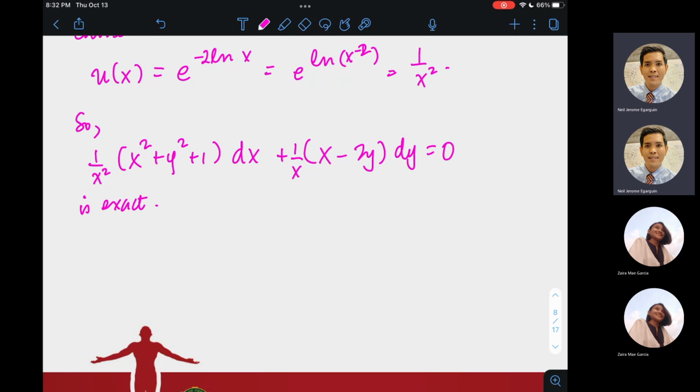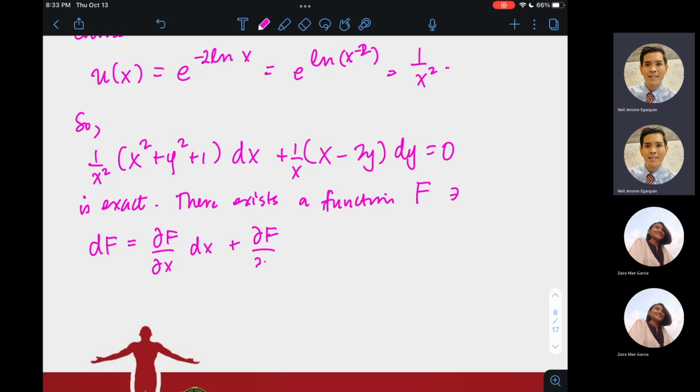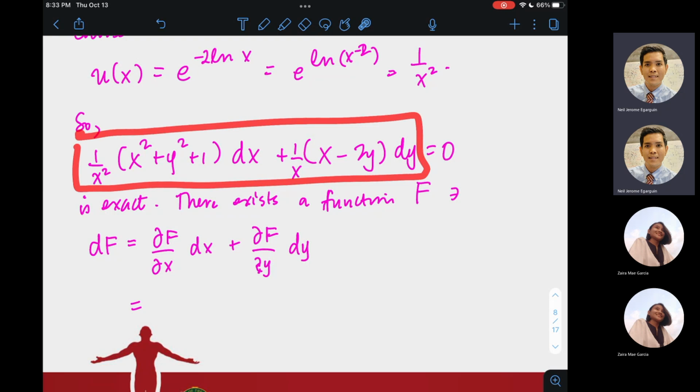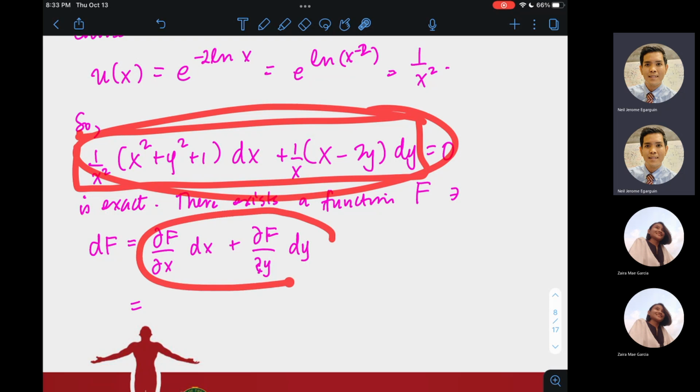So ibig sabihin kapag exact yung ODE, ano nga yung ibig sabihin nun? Pag exact yung ODE, ibig sabihin there exists a function f, or let's call it capital F. There exists a function capital F such that the total derivative of F ay equal sa partial ni F with respect to x dx plus partial ni F with respect to y dy ay magiging equal sa left hand side ng ating ODE. So ito dapat ay equal dito, right?